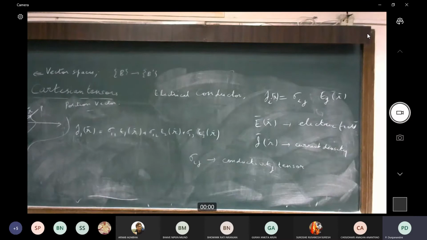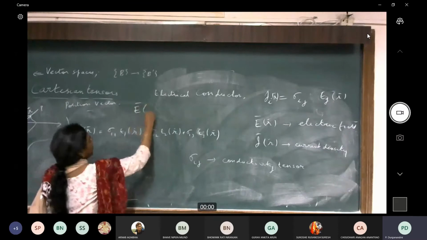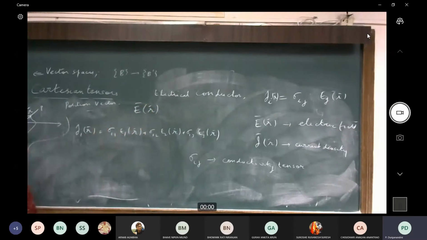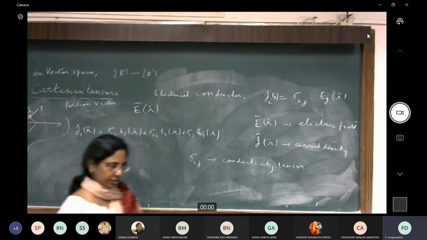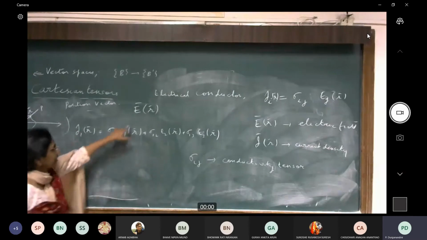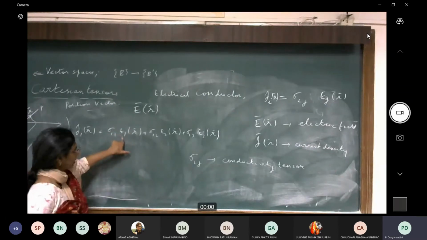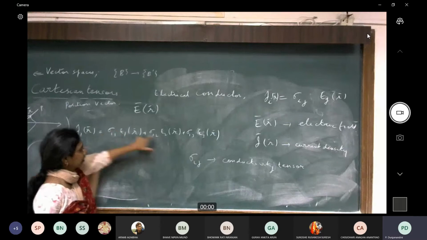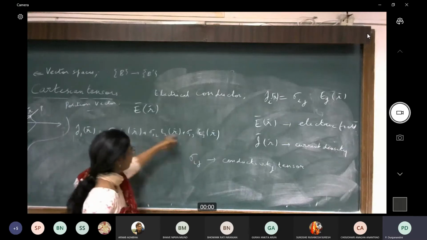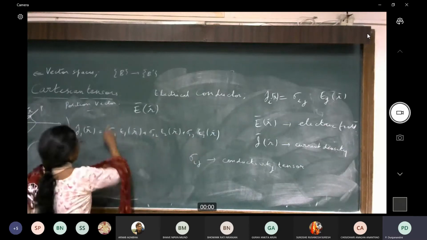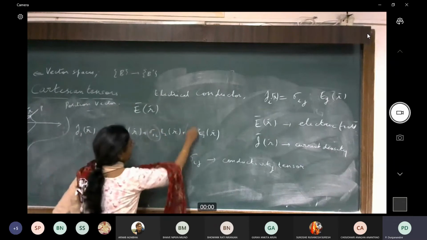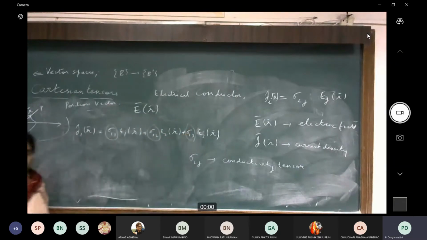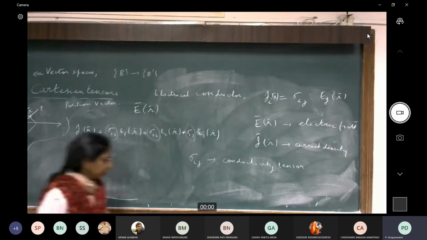given that I have applied an electric field E of r, which has components Ex, Ey, Ez along X, Y, Z directions, and I ask what is the current flow along the X direction in this conductor, then you can see that it will depend upon the components of this electric field along the XYZ directions. That means E1, E2, E3. And these coefficients, sigma 11, sigma 12, sigma 13, are called the conductivity coefficients. Conductivity is nothing but the inverse of resistance.